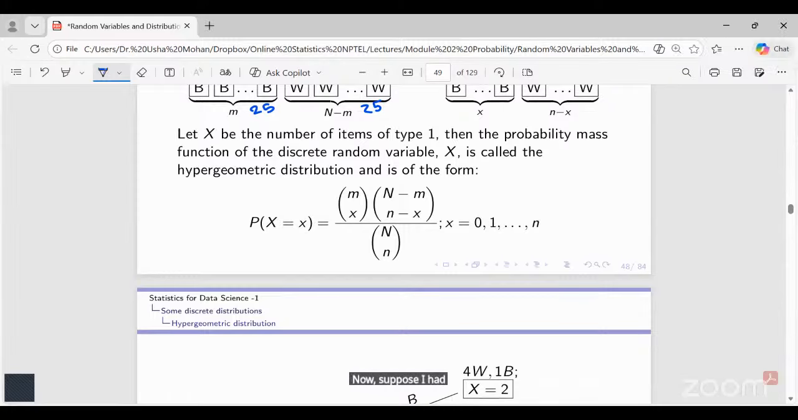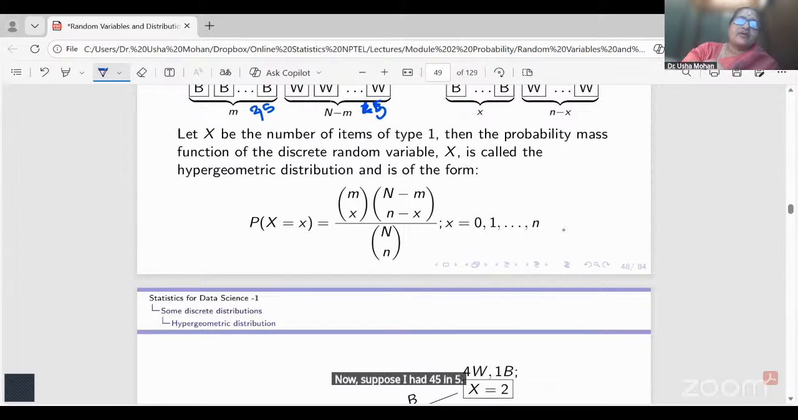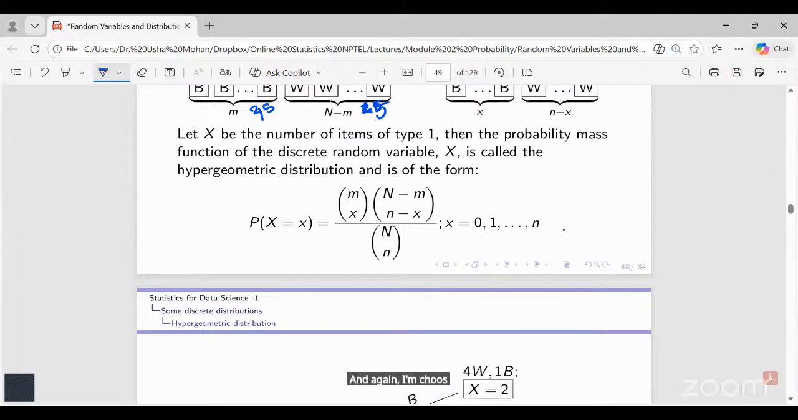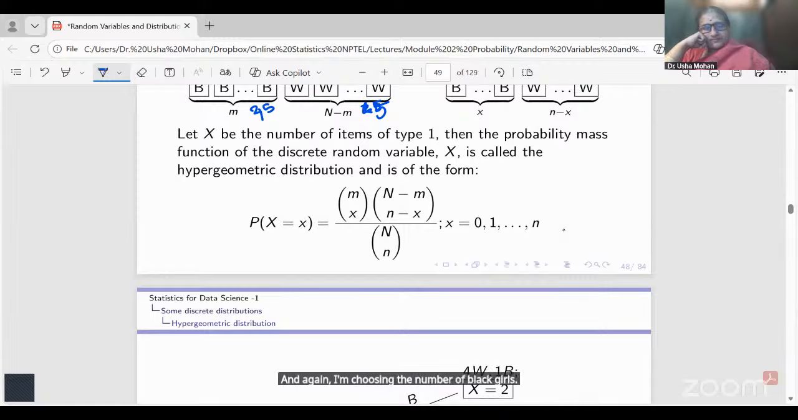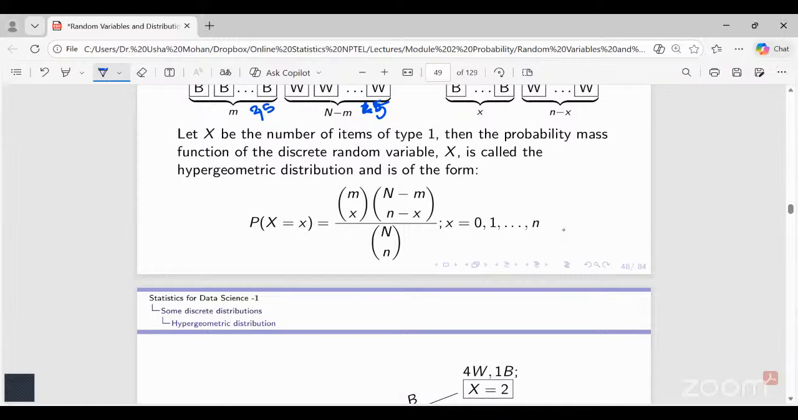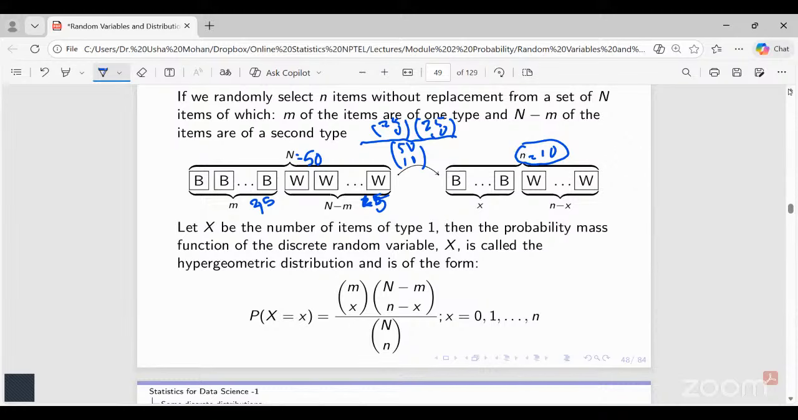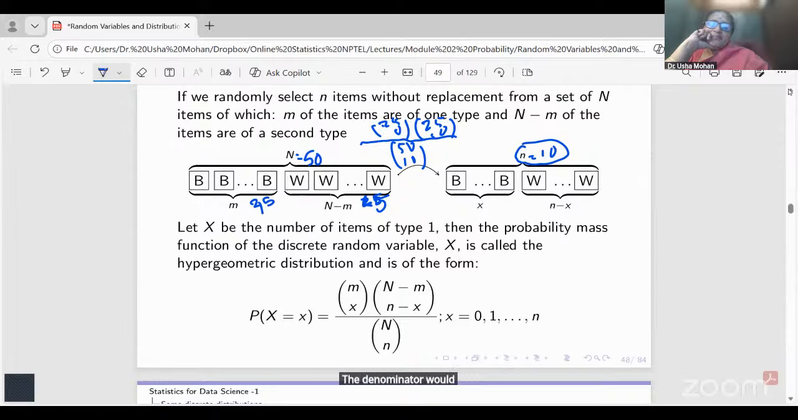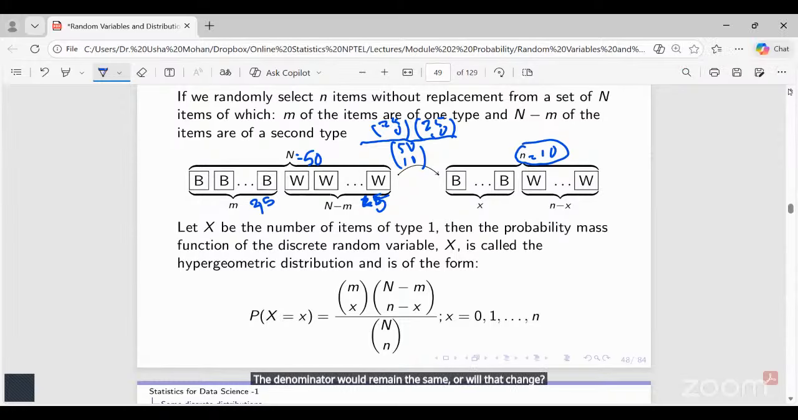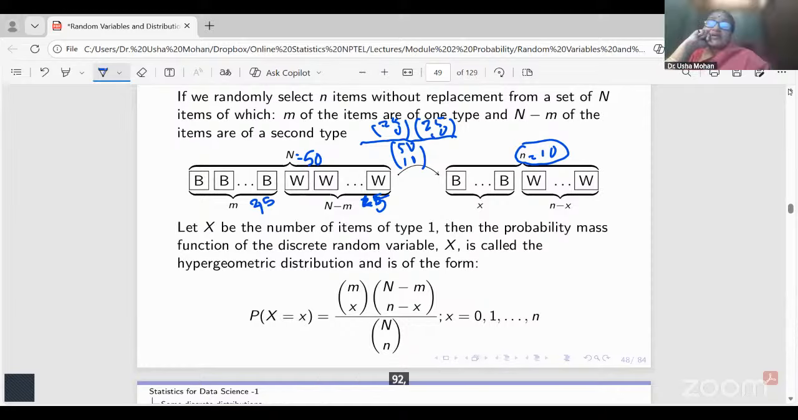Now suppose I had 45 and 5, and again I'm choosing the number of black balls. What are the values this x will take? Using 10 balls again. So the denominator would remain the same, or will that change? 50 choose 10. Why will it be 50 choose 10?